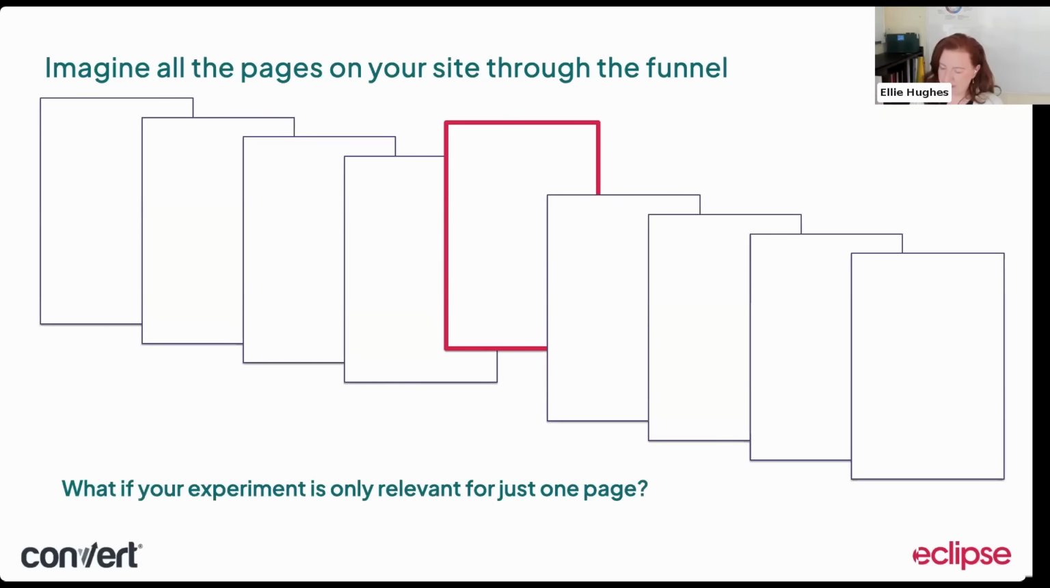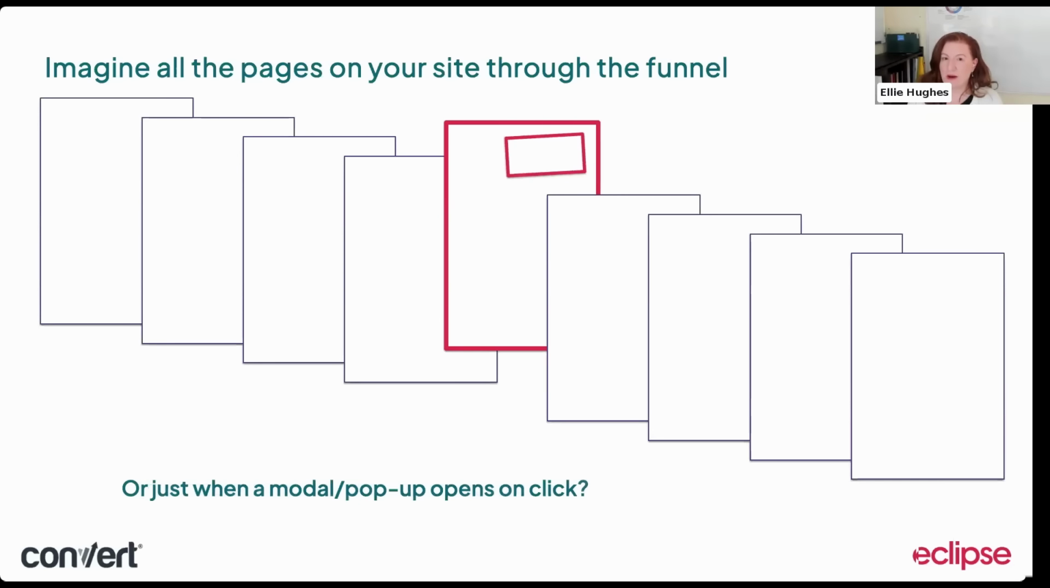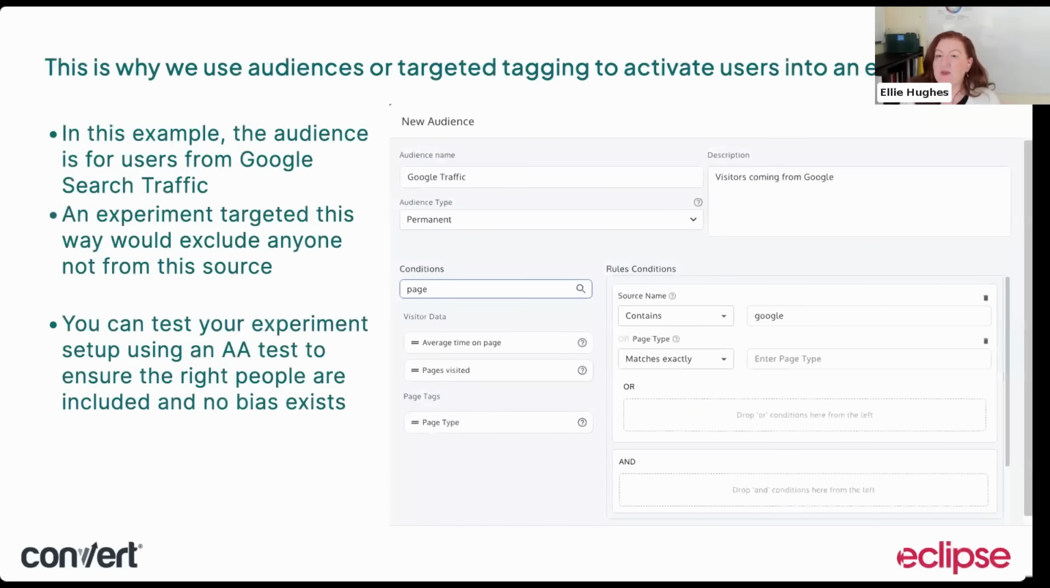Then imagine it was just a pop-up that opens on click. Well, you only want people who click on that pop-up to trigger the experiment entry. So you can't include everyone who's on the page. You need to just include when that pop-up opens. So you may need to fire a tag or specifically scope the experiment to an audience that only activates when that pop-up is clicked. And that's really, really key. I'll show an example of that in just a second. And that's why you need to use audiences or targeted tagging to activate users into an experiment.